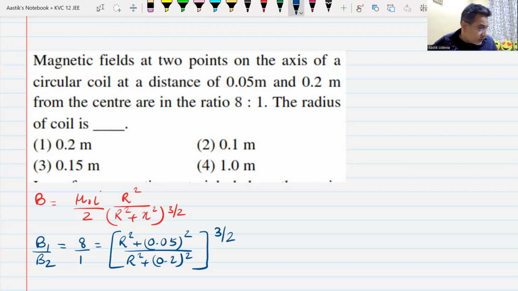From here you have to solve and get the value of R, and the value of R that I am having as answer is option B, 0.1. That's the answer that I was looking at.